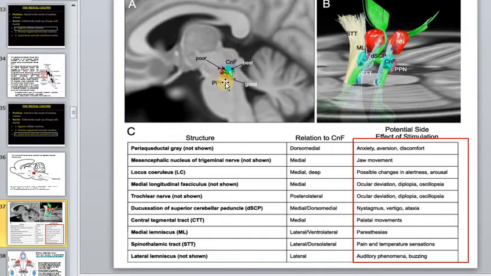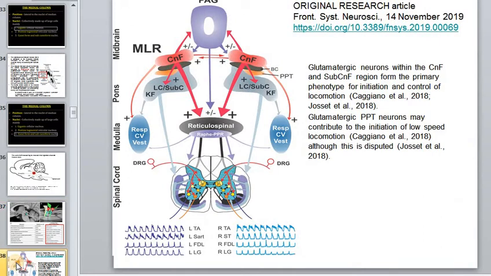And here we see this part of the brain. Of course it is a human brain, and this part of this nucleus. Here we see a very interesting MRI photo. And what we have in this nucleus is glutamatergic neurons within this region of the reticular formation, the primary phenotype for initiation of controlled locomotion. And these glutamatergic neurons may contribute to the initiation of low-speed locomotion.